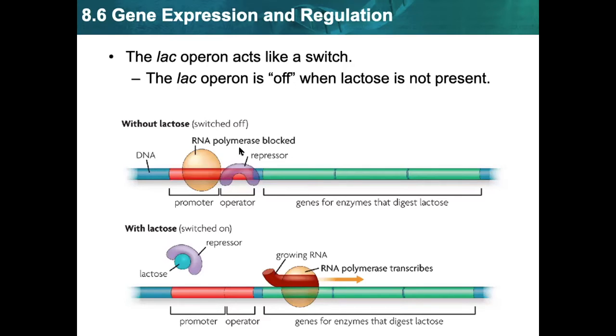So with that lactose not present, what happens is you have this repressor protein that is stuck to the operator. And it blocks RNA polymerase from going down the DNA strand. And as long as RNA polymerase can't go down the strand, you can't express the genes, and so the genes are turned off as long as you have a repressor right here.